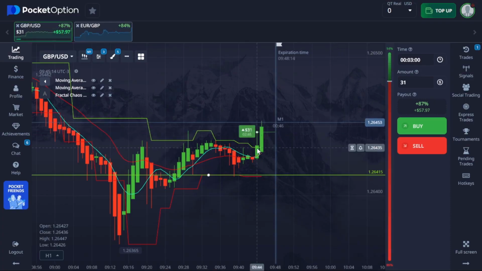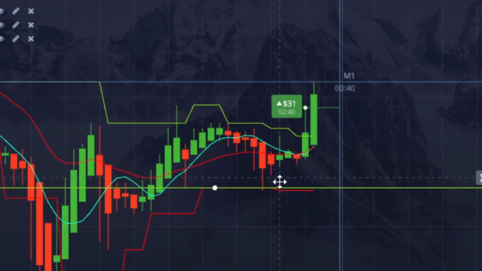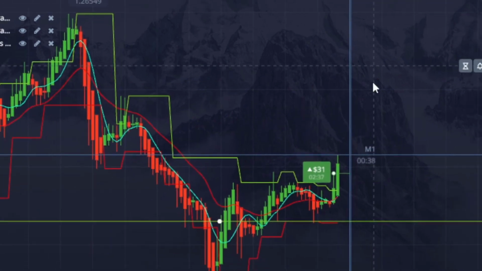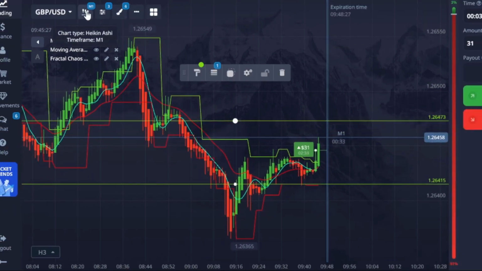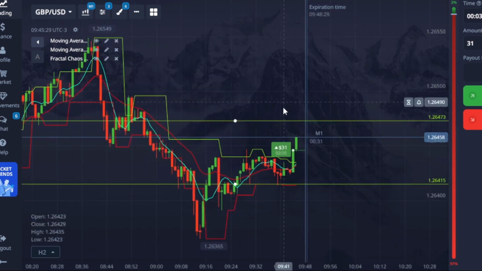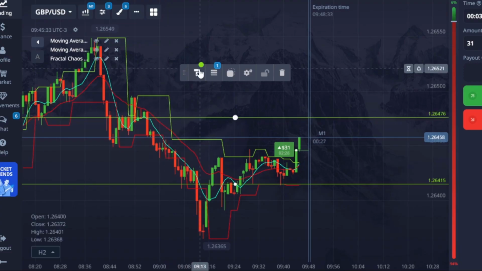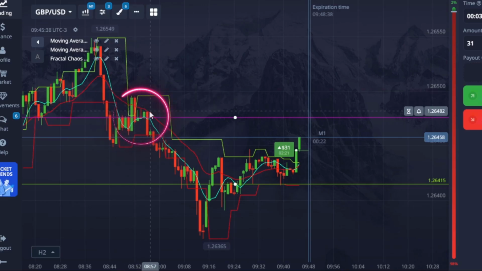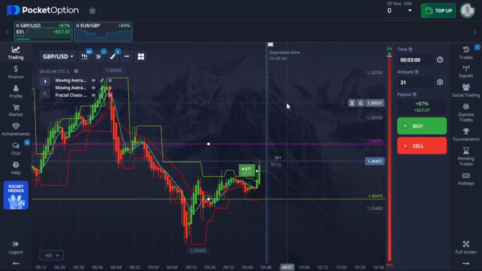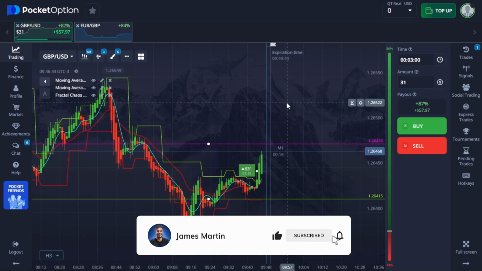So after waiting a few minutes, guys, we have an opportunity right here on GBP/USD at the close of the 1-minute candle, M1 on the time frame, as I said for you. Just let me mark the position right here. Okay, let's set this. Change the color. All right. Okay, guys, so we don't have any secret right here. Just wait for the result.